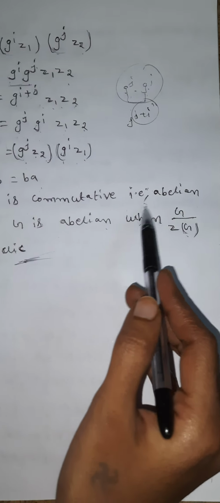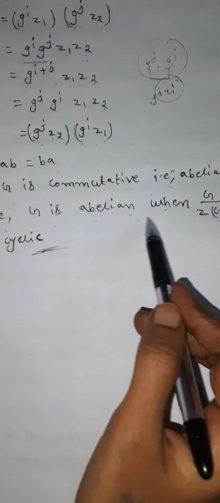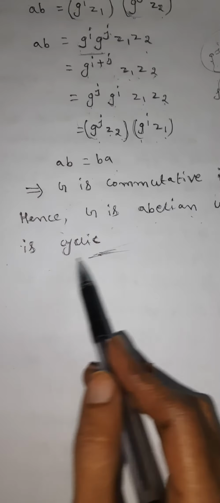So G is commutative, it implies abelian, hence G is abelian when G/Z(G) is cyclic.